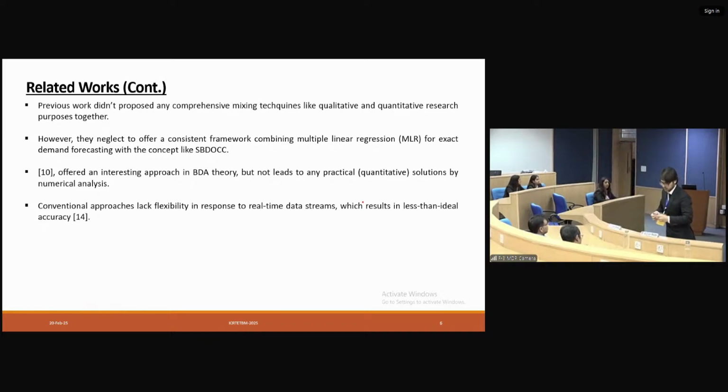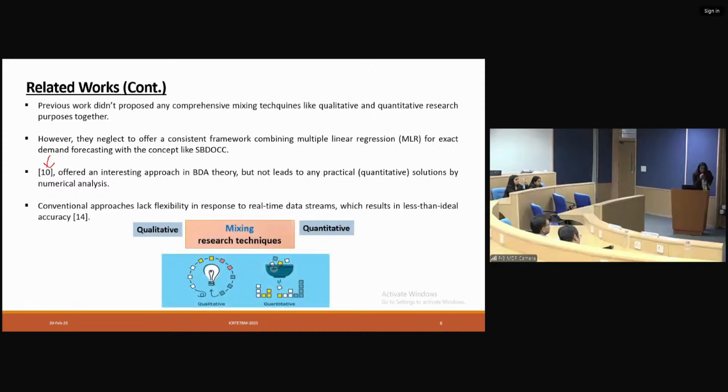There are so many importance and significance of this previous work, but the previous work didn't propose any comprehensive mixing techniques like qualitative and quantitative techniques together. However, they neglect to offer a consistent framework combining multiple linear regression for demand forecasting, where Abhishek Sharma, referred to as 10, offered an interesting approach in BDA theory, but not any practical or quantitative solution by numerical analysis, where the conventional approaches lack flexibility in response to real-time data streams, which results in less than ideal accuracy.